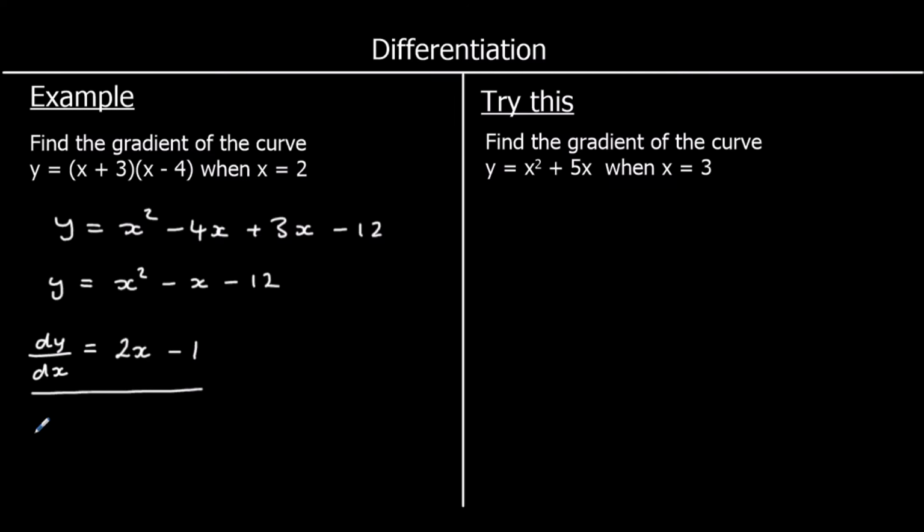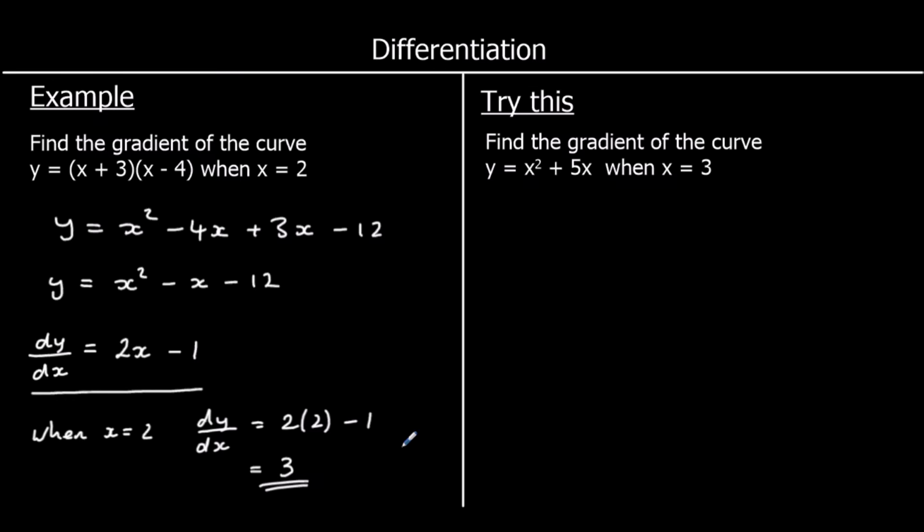When x is 2, dy/dx is equal to 2 times 2 minus 1. 2 times 2 is 4. 4 take away 1 is 3. Okay, one for you to try. So pause the video and give this a go.